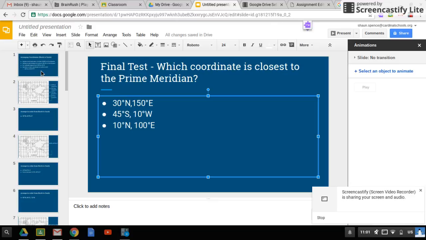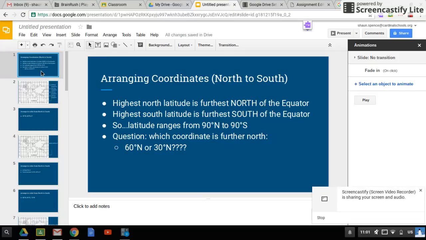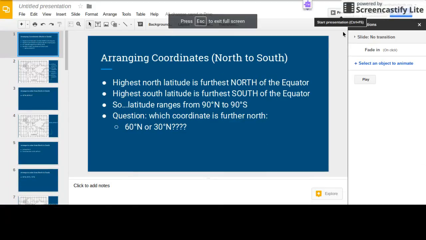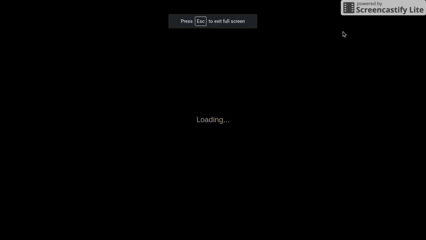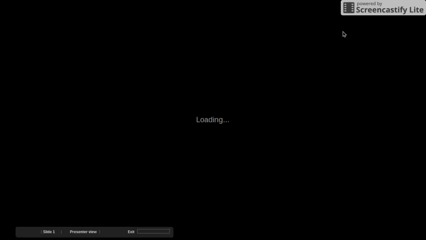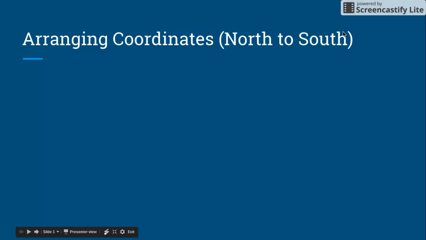Hi, everybody. Today we're going to look at the next step in understanding how longitude and latitude works. We're going to look at how a set of coordinates should be arranged based on their distance from the equator or from the prime meridian, and also looking at arranging coordinates north to south and east to west. So we'll start with the easier part.